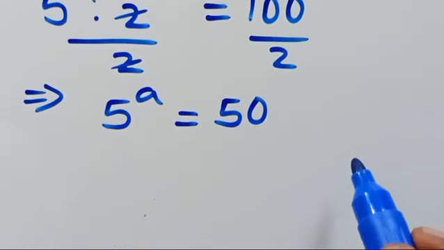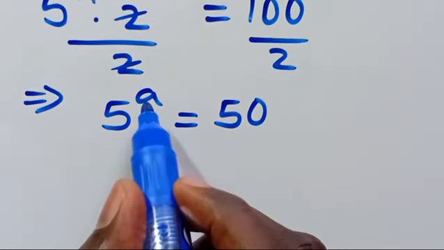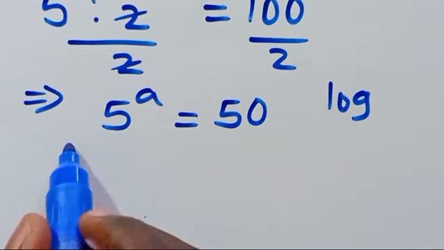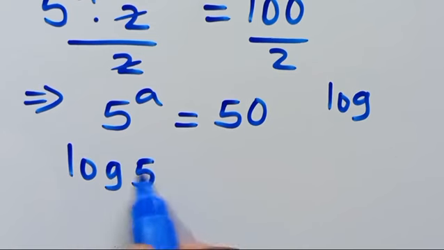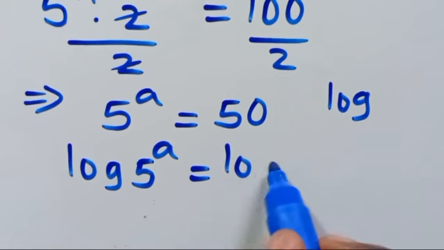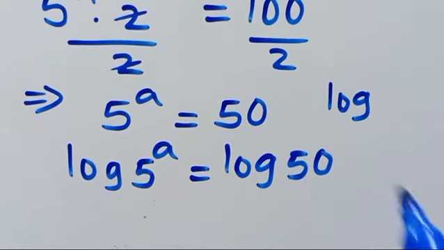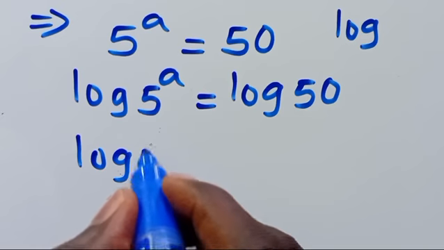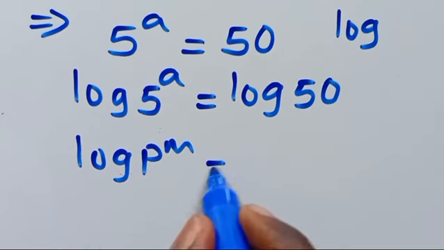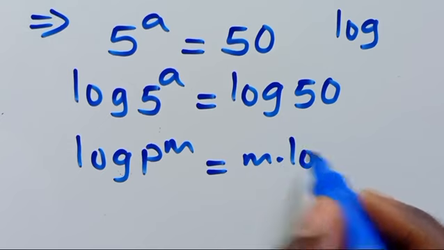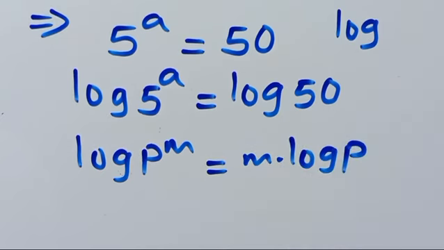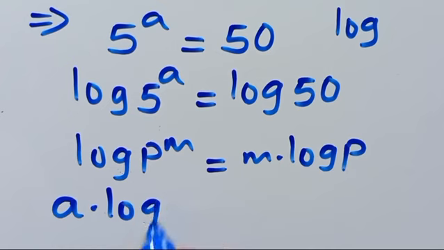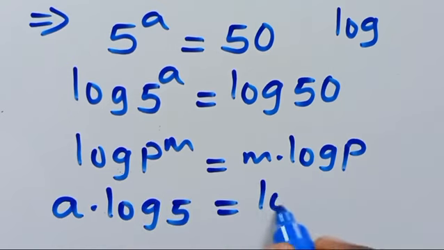Then let us recall that to get the possible value of a, we have to introduce log to both sides. So from here we have log 5 to the power of a equals log 50. Then when we have log p to the power of m, the power m will come down to be m multiplied by log p. So from here, we are going to have a multiplied by log 5 equals log 50.